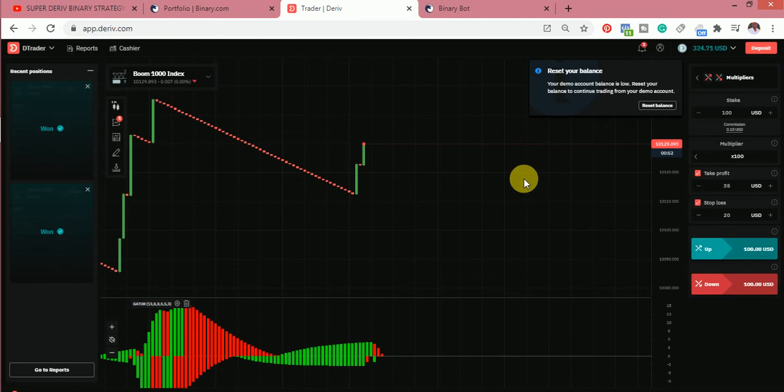I believe you all have seen. Okay, you see another boom. That's why most times I don't normally advise entering another trade after a boom. All right, you see another boom just shot up.